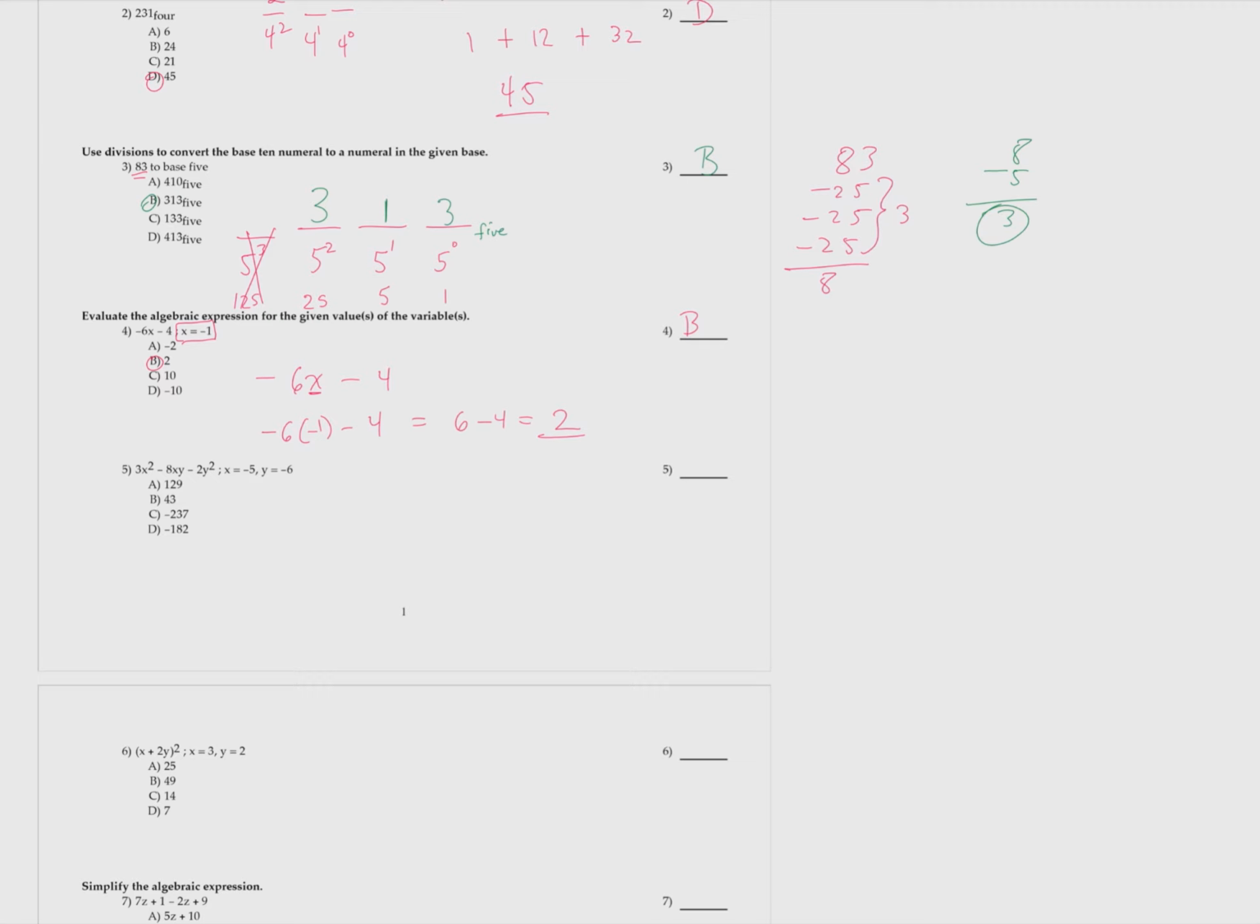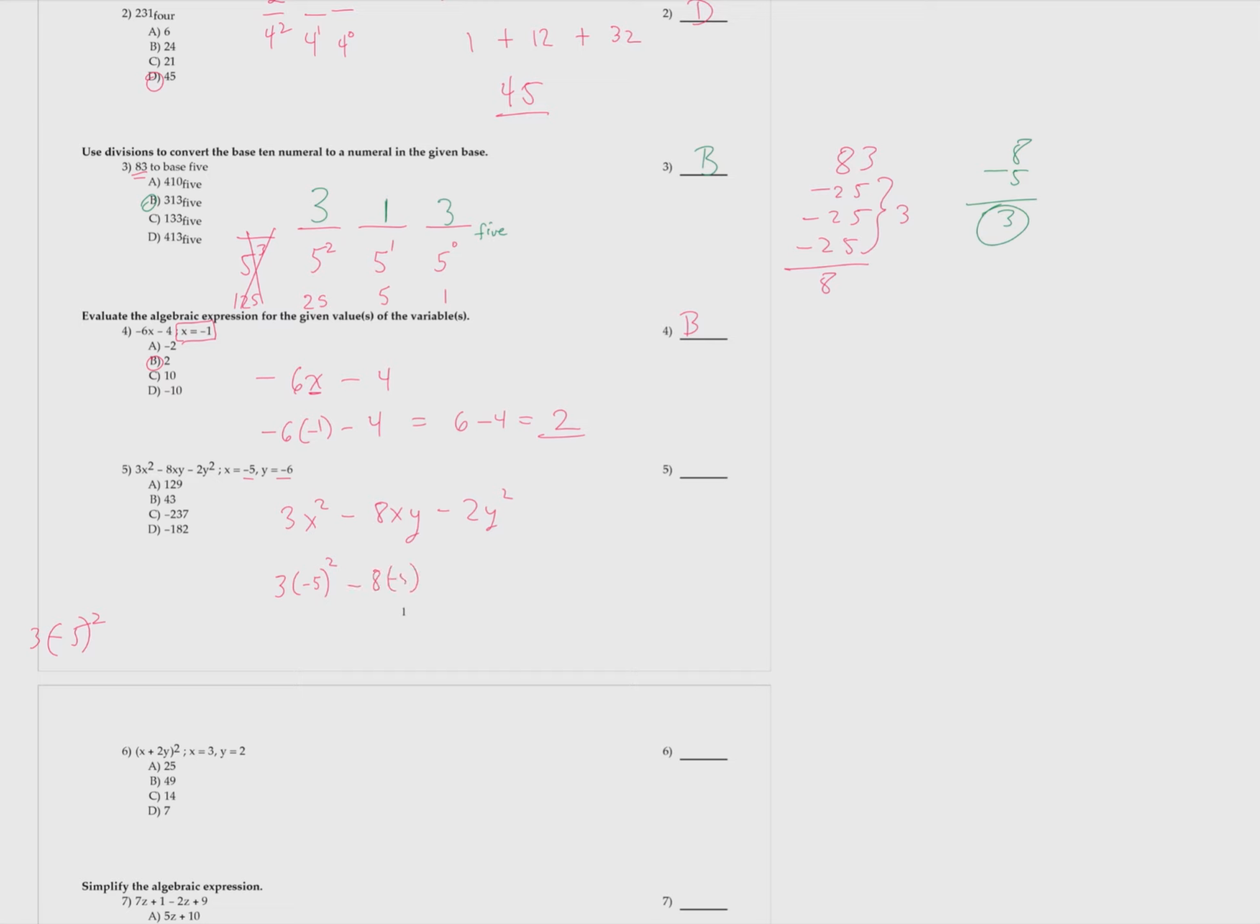For number 5, we're going to do exactly the same thing, but it's a little more complicated because it's a more lengthy equation, and it has 2 variables now that you have to plug in, not just 1. So let's go ahead and write the equation: 3x squared minus 8 times x times y minus 2 times y squared. X is going to be -5, and y is going to be -6. So every time I see an x, like right here, I'm going to put -5 and then square it. Don't do this, please. Make sure you're plugging in, so you have to put parentheses around it, okay?